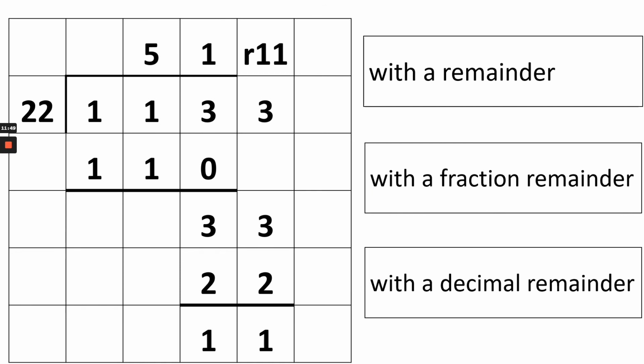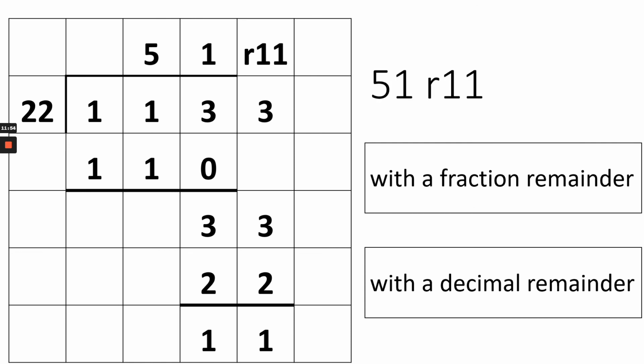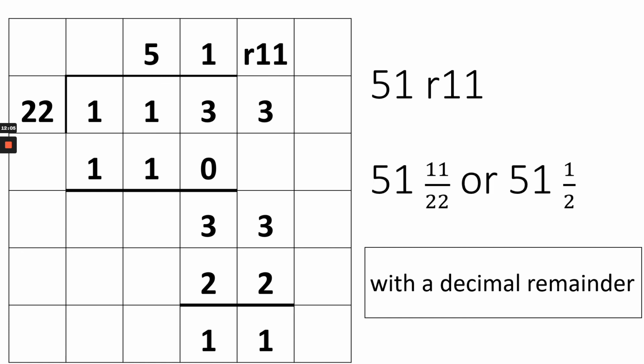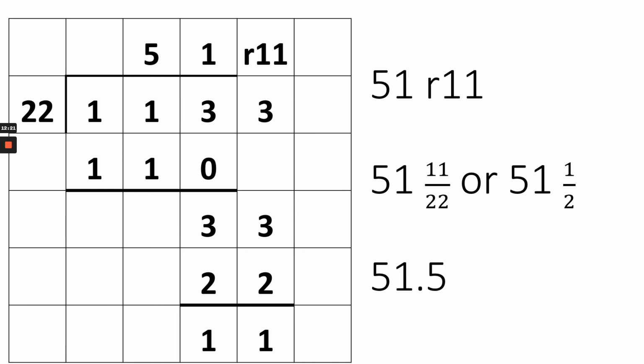Okay, let's have a look. 51 remainder 11 is how we write the answer with a remainder. That 11 is out of the 22 I was looking for when I was dividing. So we can write that now as a fraction, 11 out of 22. But well spotted, 11 out of 22 is half, 51 and a half. Now that we have this fact, writing it as a decimal remainder becomes really straightforward. 51.5, 51 and a half. Fabulous job, Year 6, as always.